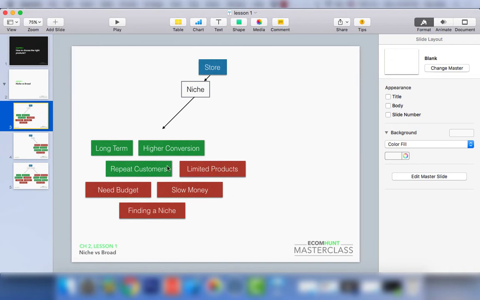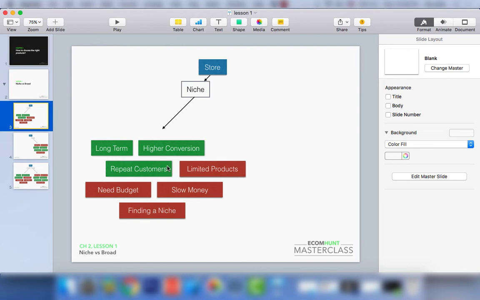So now let's talk about the bad stuff you have on a niche store. So the first one is a limited product selection. So if you're going niche, please try to find a niche that have a big variation of products. Because if not, and it happened to me a few times, you will be stuck with the same products all the time. Just reselling and reselling and reselling, and eventually you will be out of ideas and you will be stuck. So make sure you have a big variation of products.